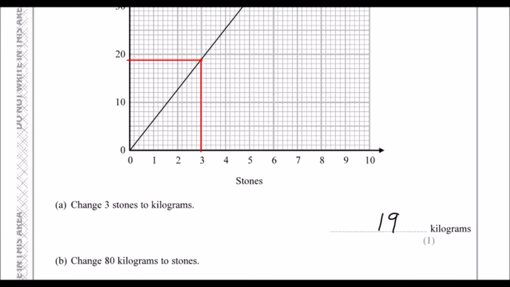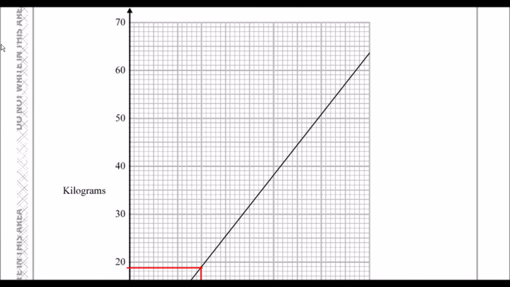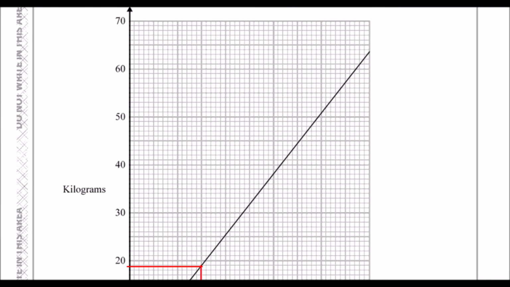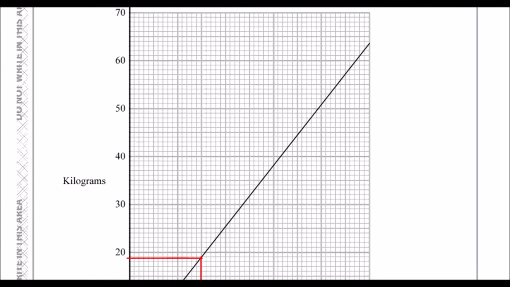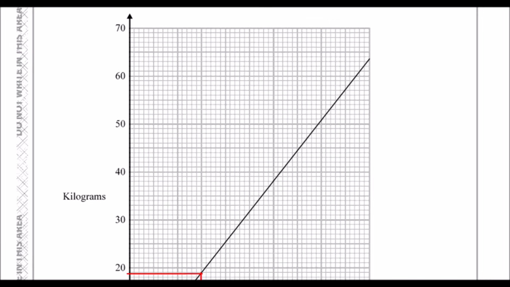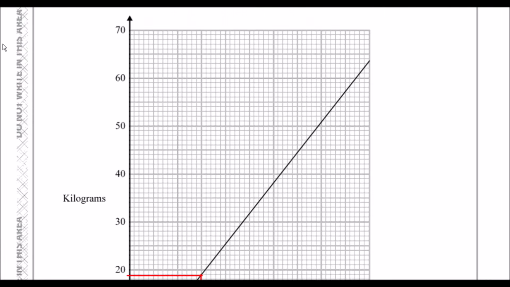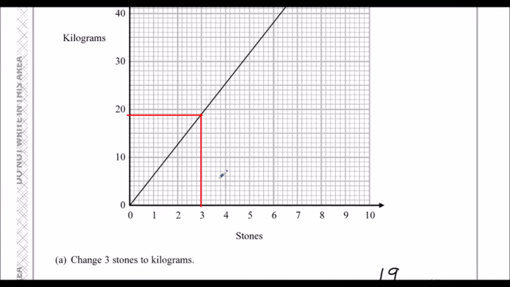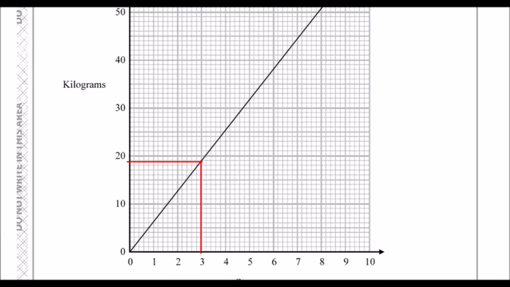Change 80 kilograms into stones. So 80 isn't on our conversion graph. We can't do 80. The graph doesn't go up to 80, but we can do 40 and double it, or 20 and times it by 4, or 60 plus 20. Any method to get to 80 kilograms.